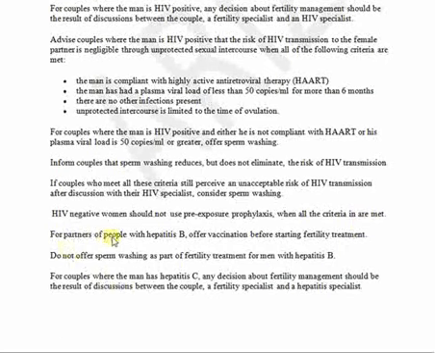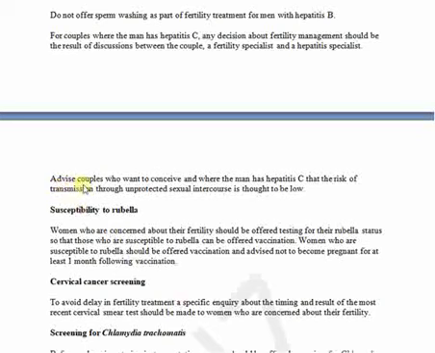For partners of people with hepatitis B, offer vaccination before starting fertility treatment. Do not offer sperm washing as part of fertility treatment for men with hepatitis B. For couples where the man has hepatitis C, any decision about fertility management should be the result of discussion between the couple, a fertility specialist, and a hepatitis specialist. Advise couples who want to conceive and where the man has hepatitis C, the risk of transmission through unprotected sexual intercourse is thought to be low.